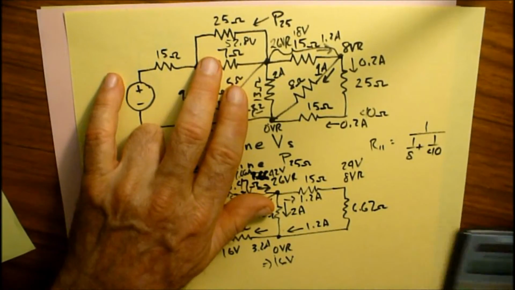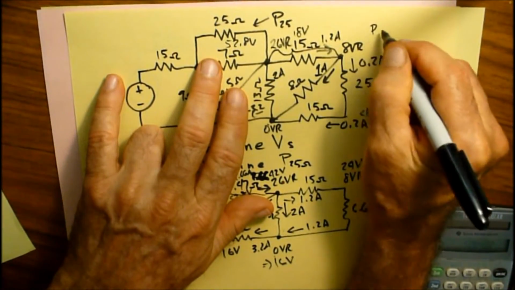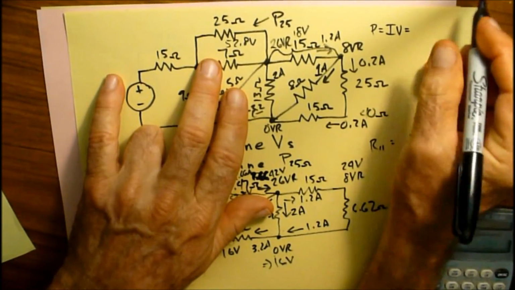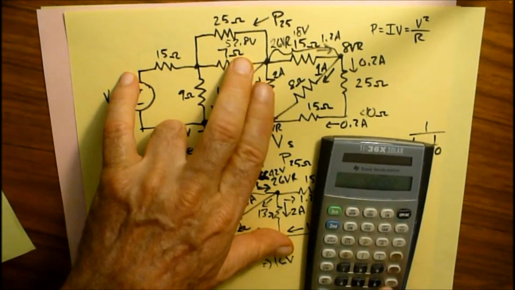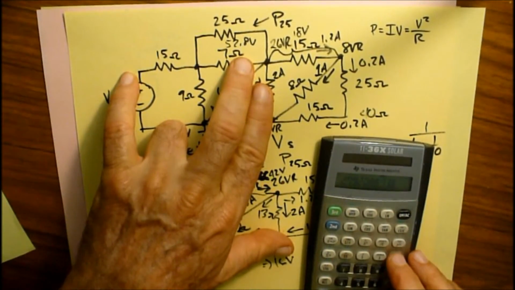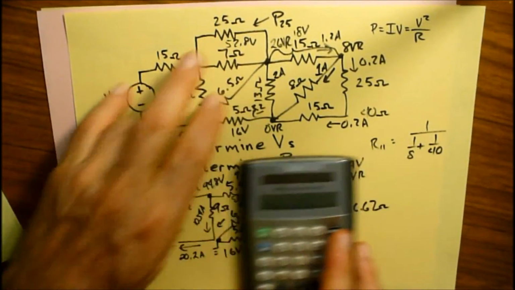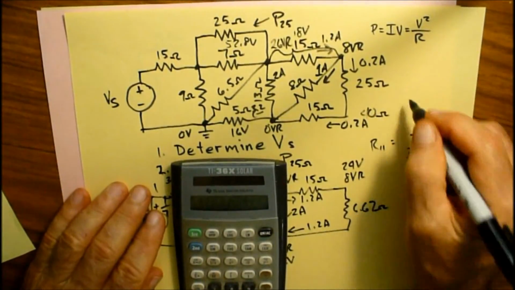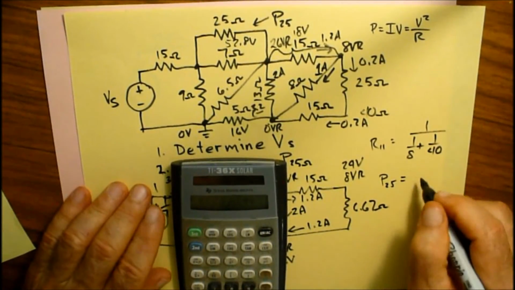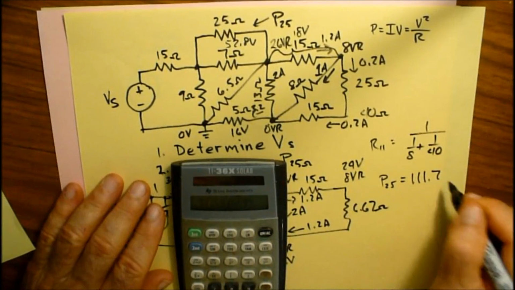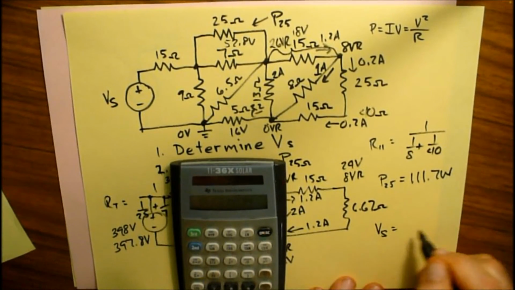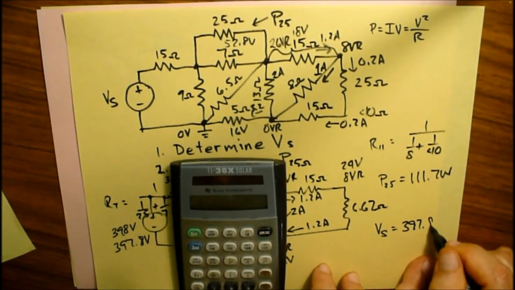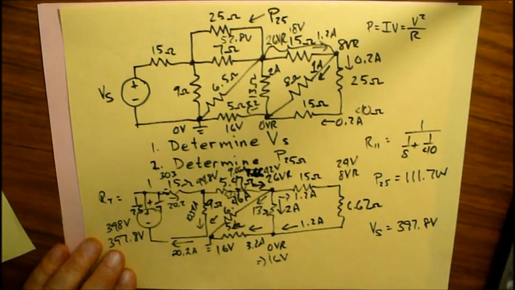Okay, and then we know that P equals IV, which is also equal to V squared over R. We know V, so we're going to square that, divided by the resistance 25, and that says that P25 is equal to 111.7 watts, and we've determined that Vs is equal to 397.8 volts. That solves this problem.